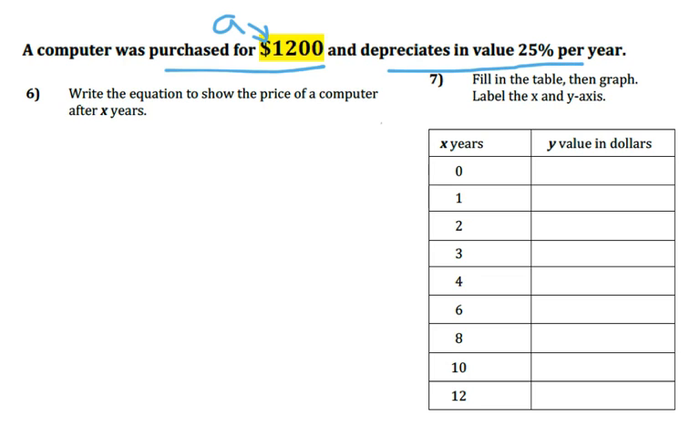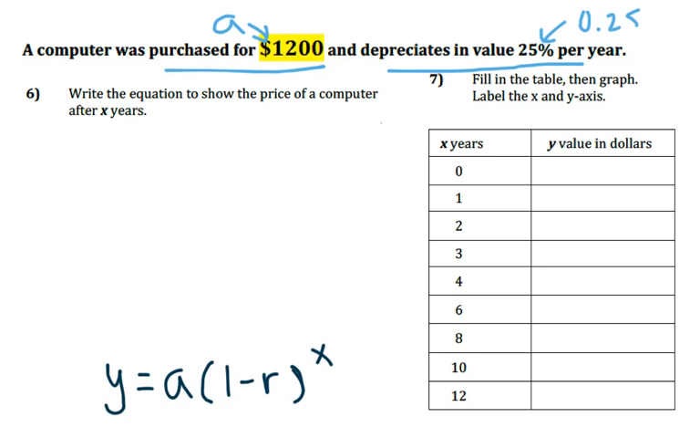Since it's depreciating, that means it's decreasing or decaying by 25% per year, which means we're going to use the exponential decay form, which is y equals a times 1 minus r raised to the xth power. And our r is the 25% as a decimal, which is 0.25.